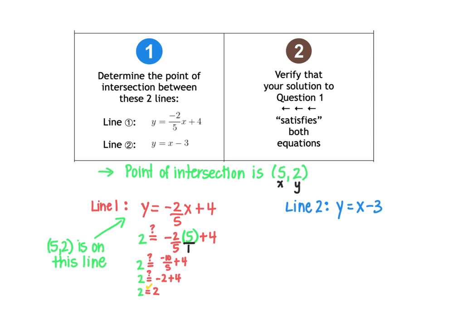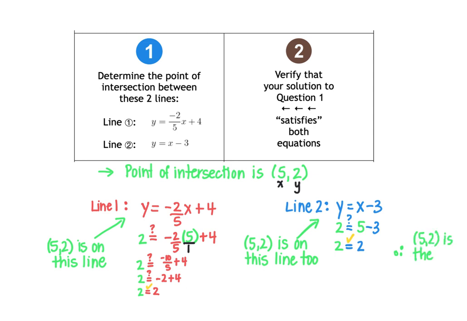We need to find out if 5, 2 is actually on the line y equals x minus 3. So again, we'll substitute the values, the x and the y, into our equation. We'll put the 2 in for y, and we'll wonder, is that equal to x minus 3? X being 5, 5 take away 3 is in fact 2. So again, our left side and our right side are equal, and this means that the point 5, 2 is on the line y equals x minus 3. So this means that the point is on both of the lines, and the only way for this to happen is if it's the point of intersection.